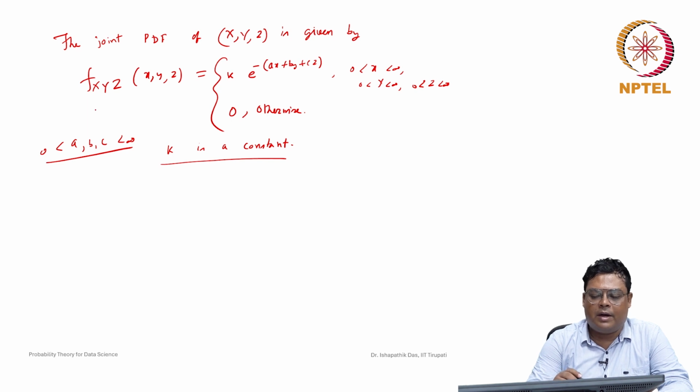Because it is a probability density function, it should satisfy some conditions. One condition is that it will be greater than or equal to 0. So k has to be greater than 0. K cannot be 0, because then it will be all 0, but a density function cannot be all 0. Another property also has to be satisfied.